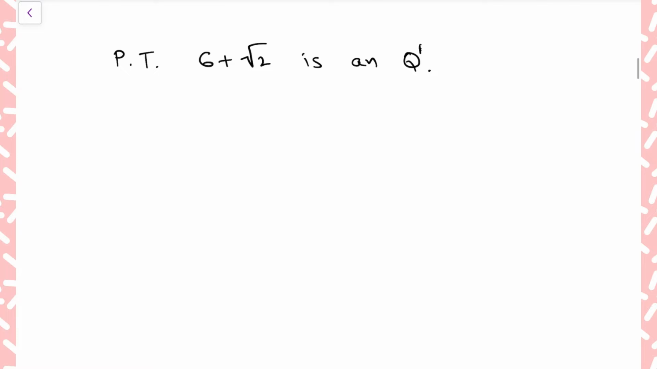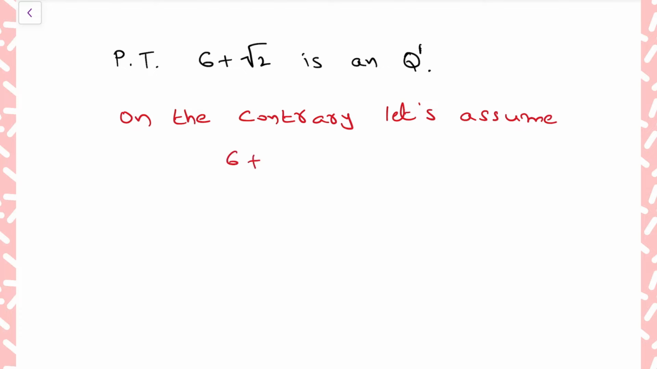Next. Prove that 6 plus root 2 is an irrational number. On the contrary, let us assume 6 plus root 2 is a rational number. So 6 plus root 2 can be written in the form of P by Q.